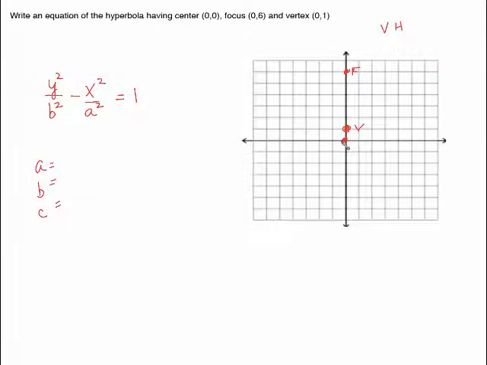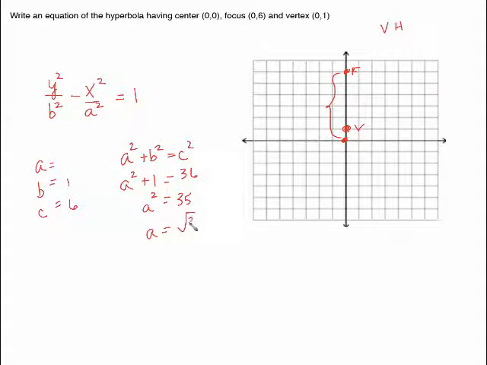Because we know that the center is (0, 0), and the vertex is just one unit up from there, and that is in a vertical distance, that tells me that b is 1. The distance from the focus down here to the center is c, and that happens to be 6. I can use my a squared plus b squared equals c squared to find out what a is. So this is a squared plus 1 equals 6 squared, which is 36. Subtract 1 from both sides. A squared is 35, or a is the square root of 35.